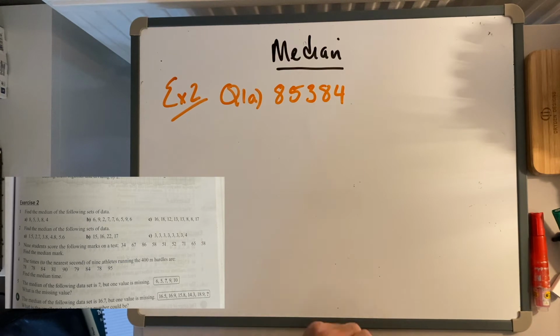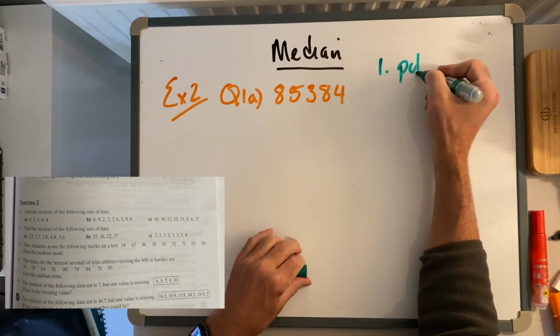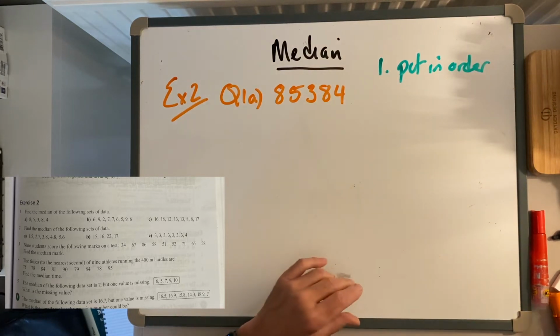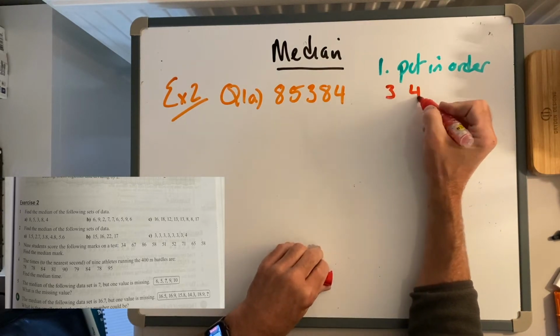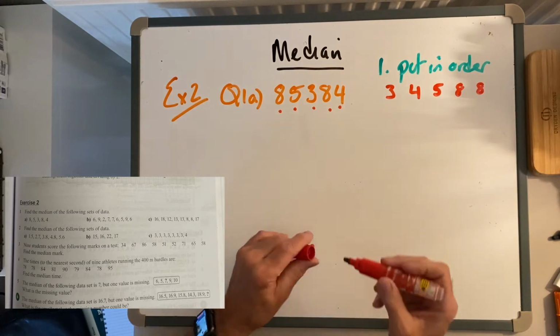So now we want to find the median of these numbers. The first thing you've got to do, step one, is put them in order. You've got to put them in place value order. It doesn't matter top to bottom or bottom to top, but you've just got to put them in place value order. So I'm going to go from the bottom: 3, 4, I'll mark it off as I do it, 5, 8, 8. Got my 5 there.